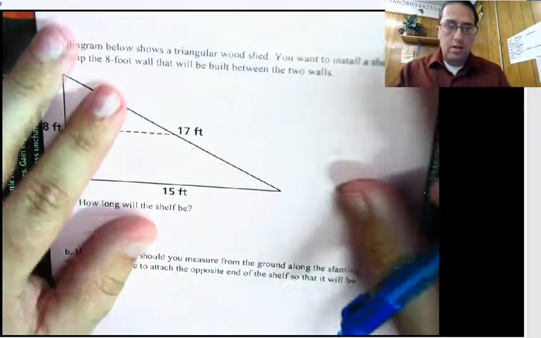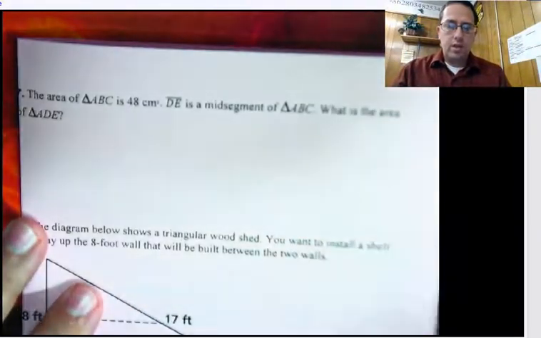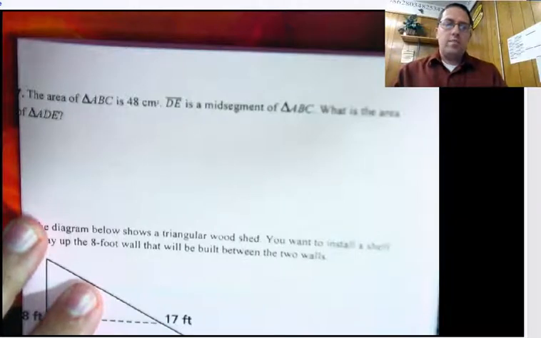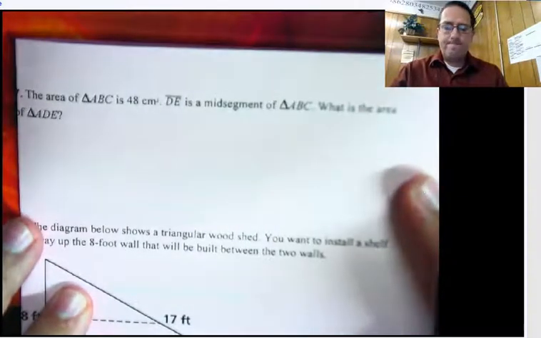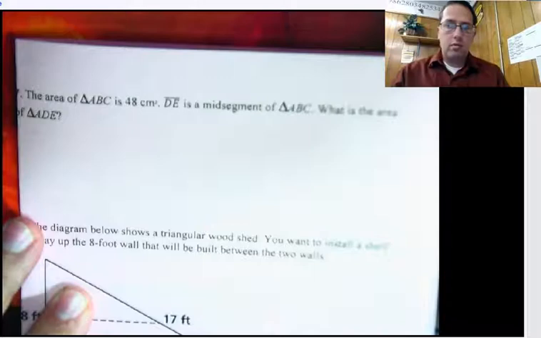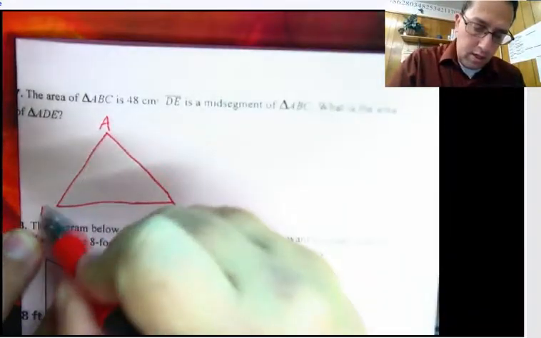Okay. Let's take a look at number 7. Adjust the camera again. Here we are. Number 7. The area of triangle ABC is 48 centimeters squared. Segment DE is a midsegment of triangle ABC, so we want to find what is the area of triangle ADE. I say we draw a picture, because otherwise it doesn't make a whole lot of sense, right? Just going to sketch this out. Triangle ABC.